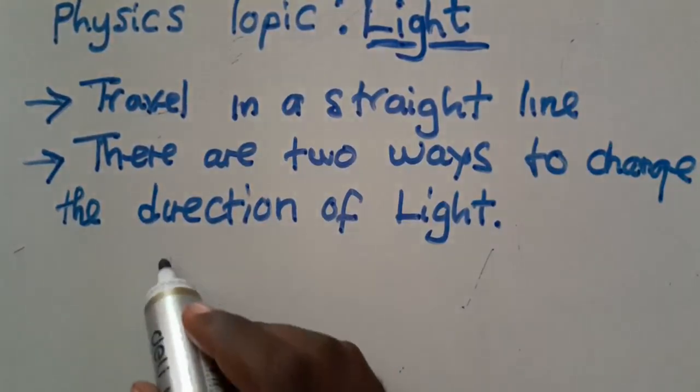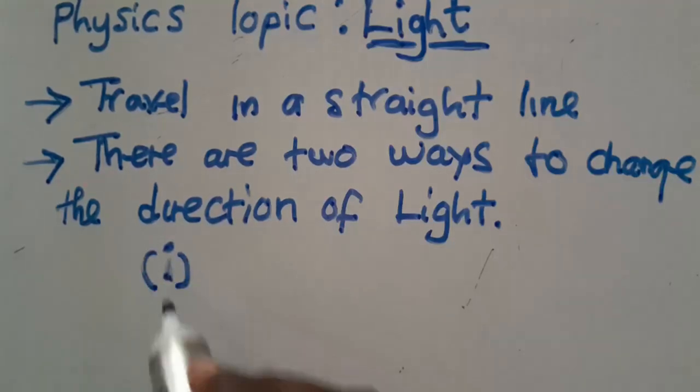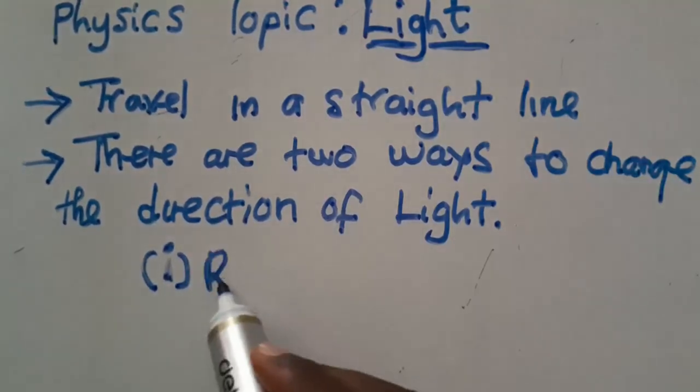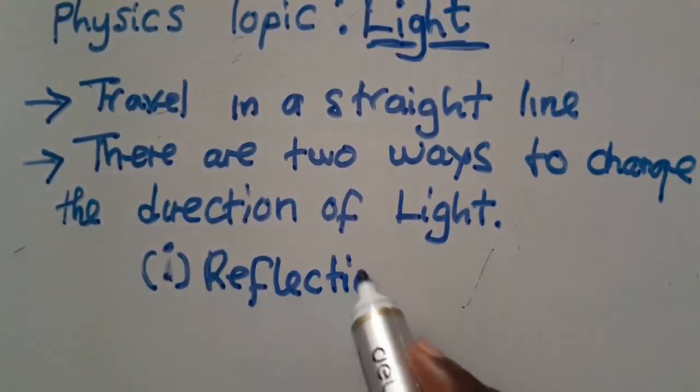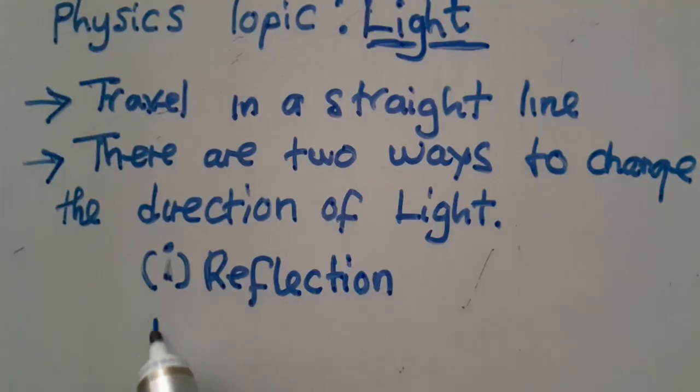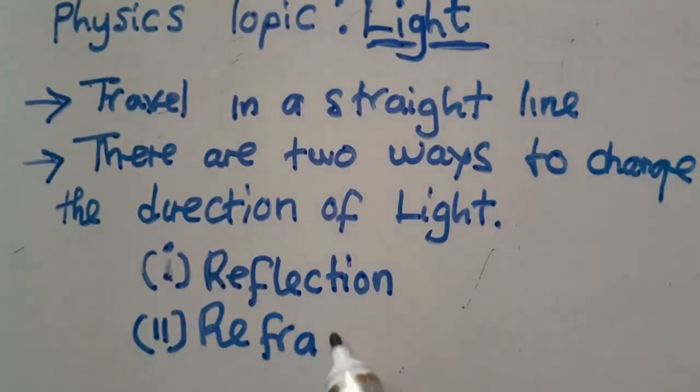The first one that you need to understand is called reflection. So reflection can change the direction of light. The second one is called refraction. So refraction can also change the direction of light. So these are the two ways in which the direction of light can be changed. This is what you need to know and understand.